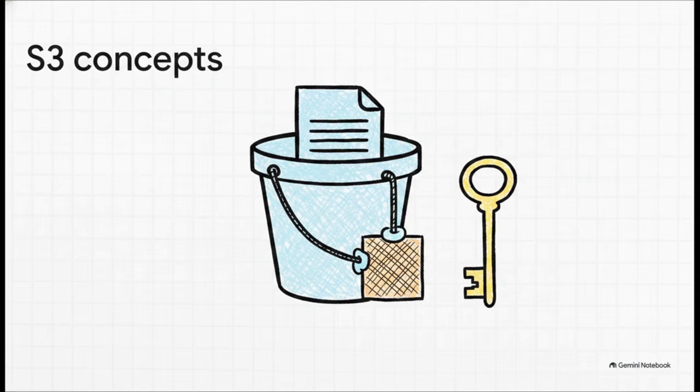Inside those are objects, which are the files themselves, permanently glued to their metadata. And finally, keys. These are the exact unique identifiers used to locate the objects. It's almost like a giant puzzle. Combine a bucket and a key, and you can retrieve any file via a simple HTTP request from anywhere in the world. It is brilliantly simple, yet infinitely scalable.